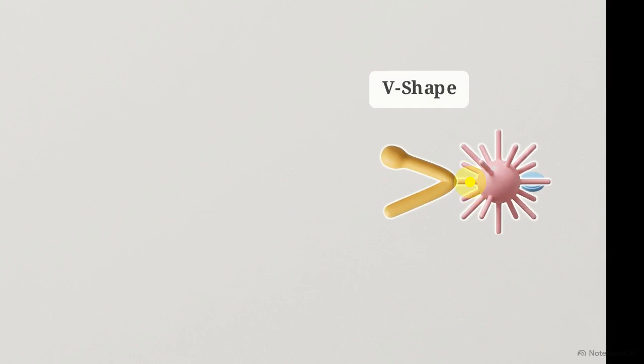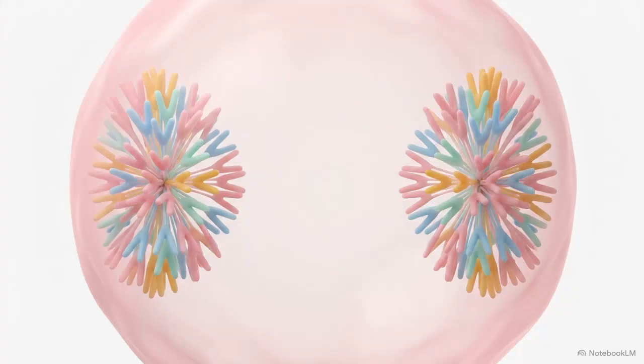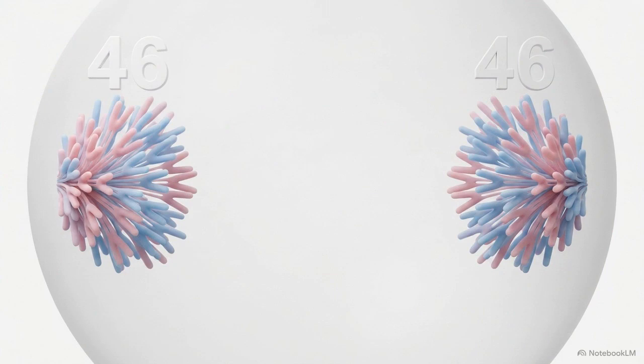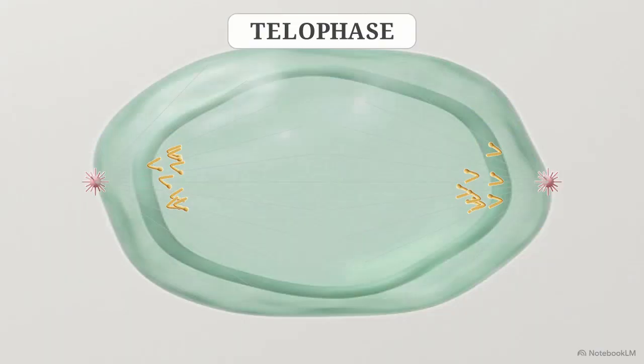At this moment, the cell has successfully achieved its genetic goal. By separating the identical chromatids, the cell has doubled its functional chromosome count to provide a full set for each new nucleus. Telophase reverses prophase's structural changes.